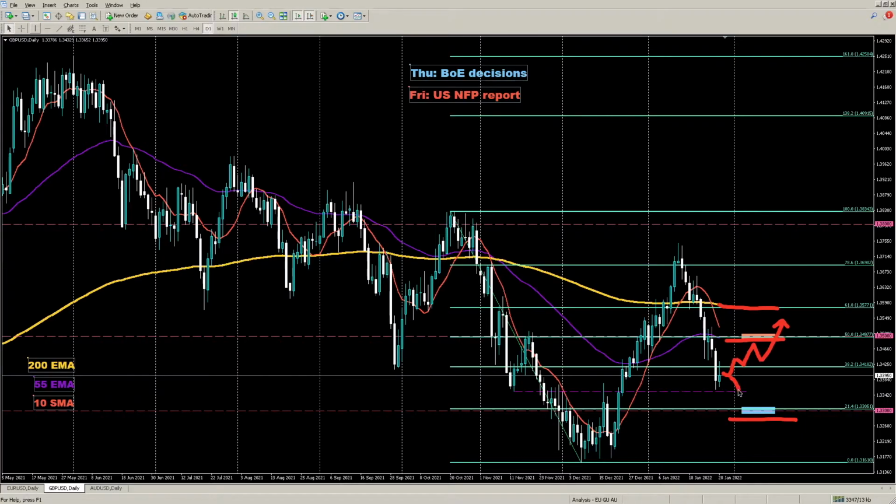So if the central bank is disappointing investors, then it could dip lower, test the 133, but that should be a key support zone.